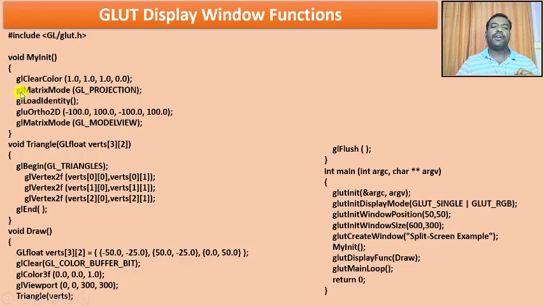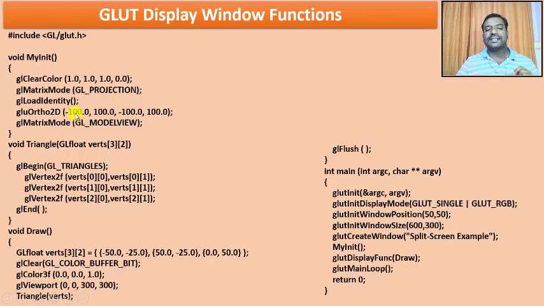And next we are going to have glMatrixMode, because I need to shift from the model view mode to projection mode. Say I'm using glMatrixMode(GL_PROJECTION). I am shifting to projection mode because I am setting the clipping window. I am setting the clipping window using gluOrtho2D as -100, 100, -100 and 100.